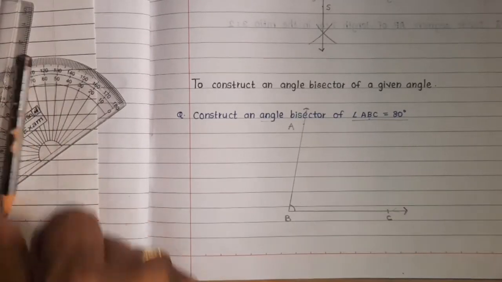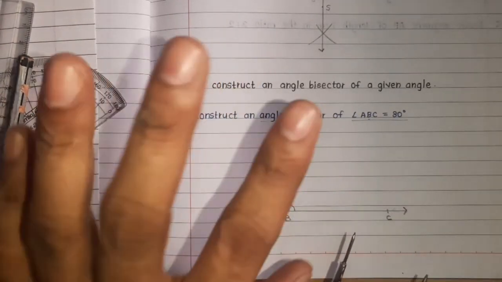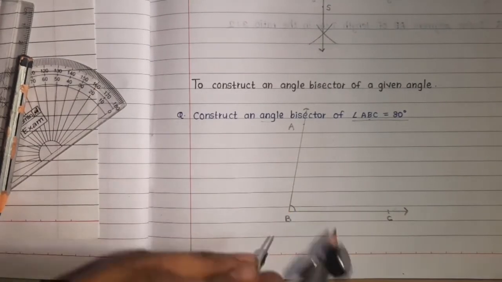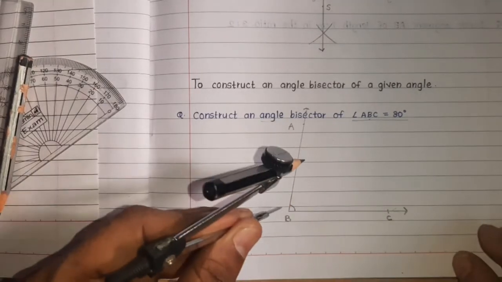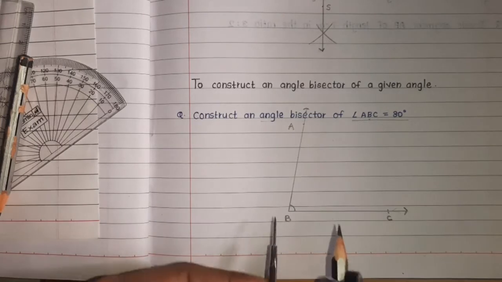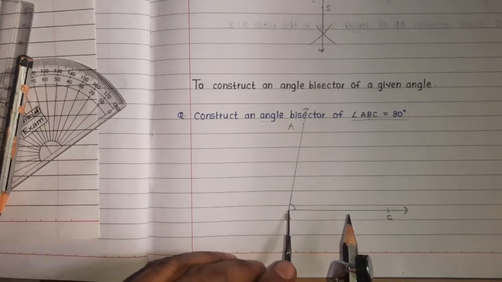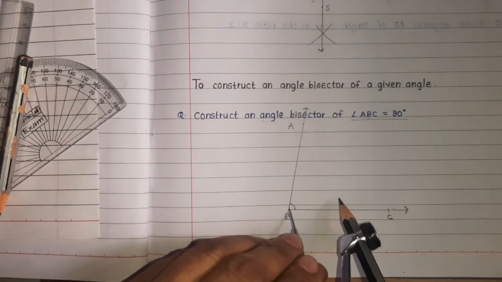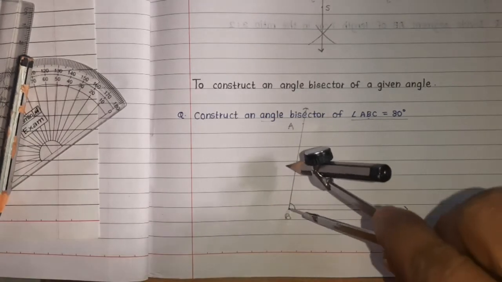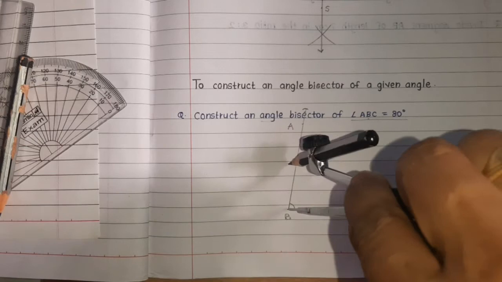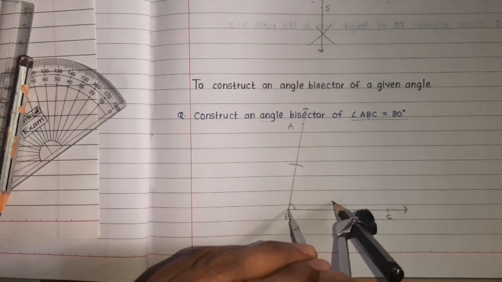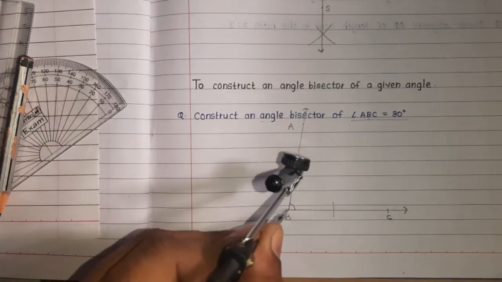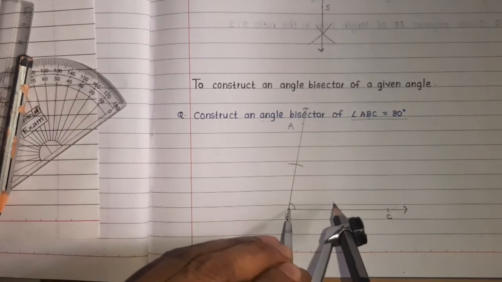Now we have to bisect it. That means this angle ABC is of 80 degrees. The first part is over. Now we have to bisect this angle. For that purpose we have to use the compass. Put the metal point on point B. We have to bisect the angle B. Therefore we have to put the metal point on B. Take a sufficient distance, not more, not less. Sufficient distance we have to take, and we have to make two arcs on the rays of the given angle. Like this we are making two arcs, one arc on one ray and a second arc on the second ray.